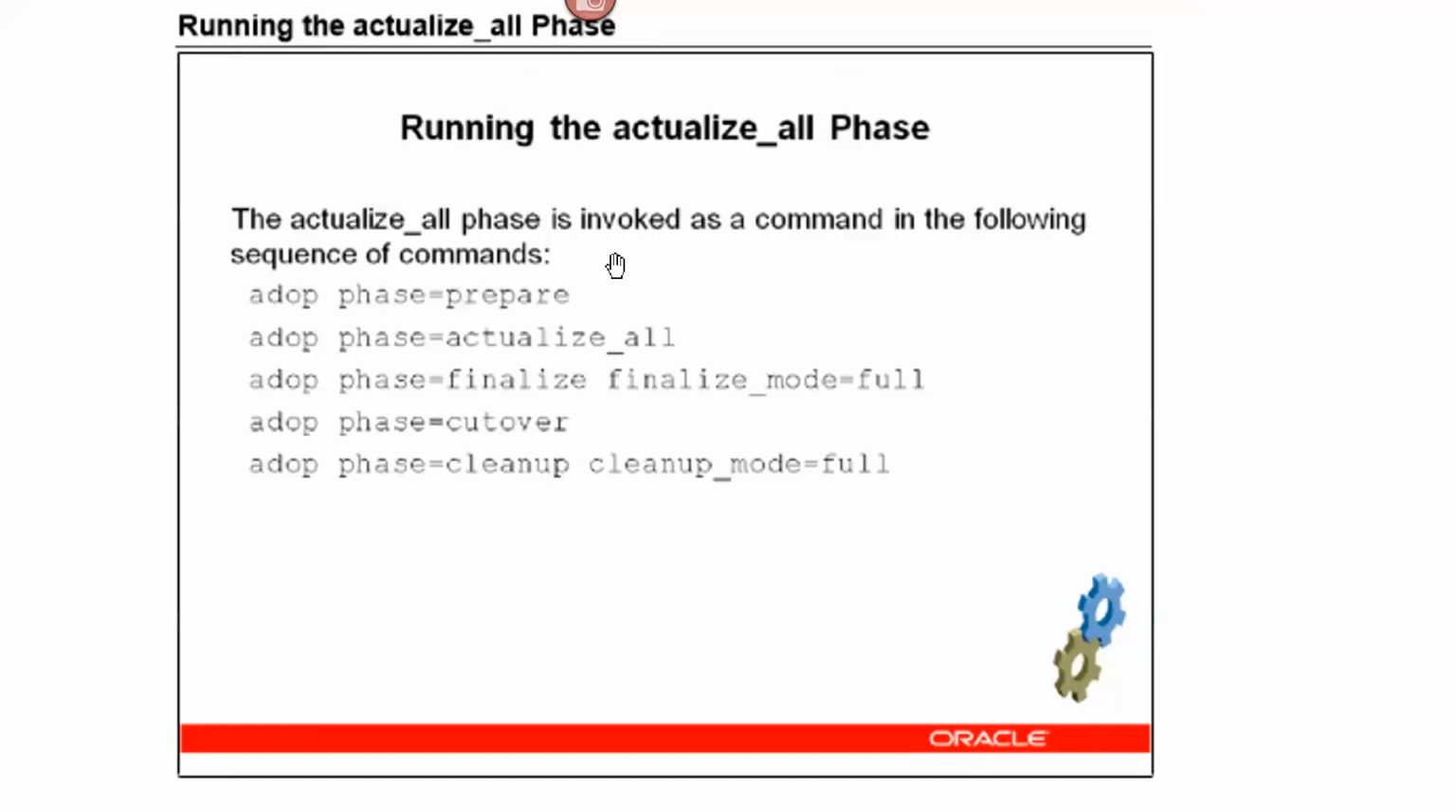So actualize is invoked as a command in the following way. First you say prepare, then you say actualize all, then you finalize, then you do a cutover, then you do a cleanup. Oh, nice. Here you're not applying a patch. You're only doing a dummy cutover, plus you're cleaning up the old editions. Very nice. It's been a while since I've seen this note. Good.